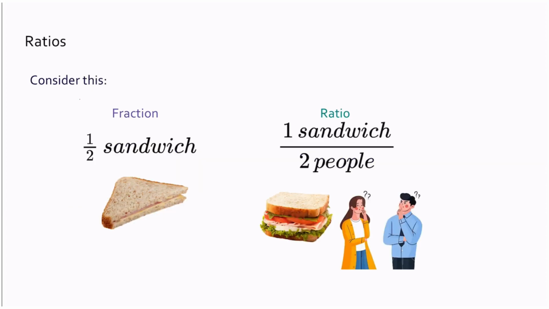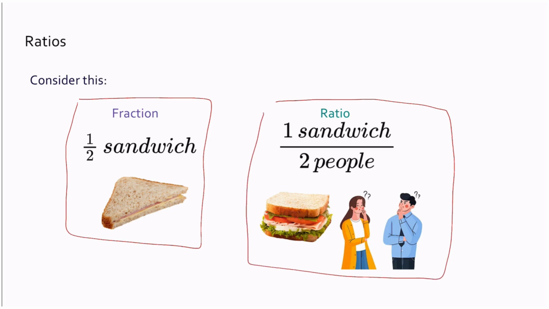So think about this. If I have a fraction, half of a sandwich, that's half of a sandwich, right? But if I write it as a ratio where I have 1 sandwich to 2 people, I still have 1 over 2. 1 sandwich to 2 people. Hopefully, unless you are an unfortunate younger sibling in your family, if you have 1 sandwich and 2 people, each of you are getting 1/2 of the sandwich.